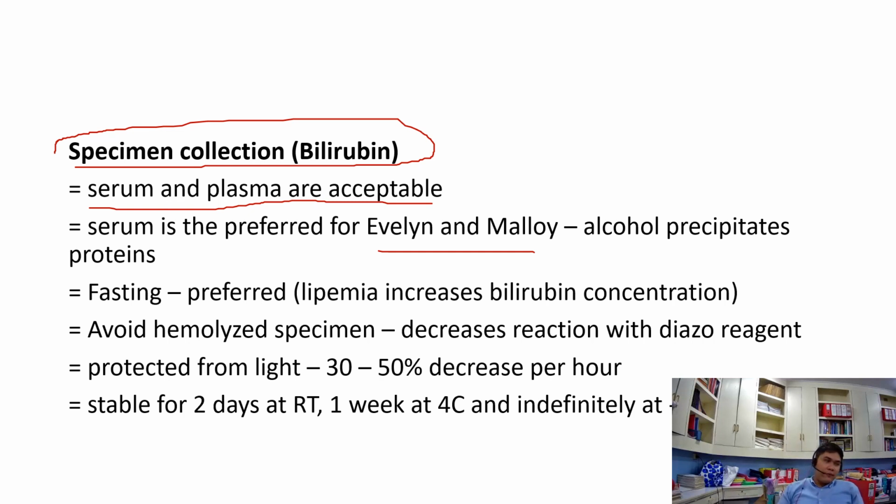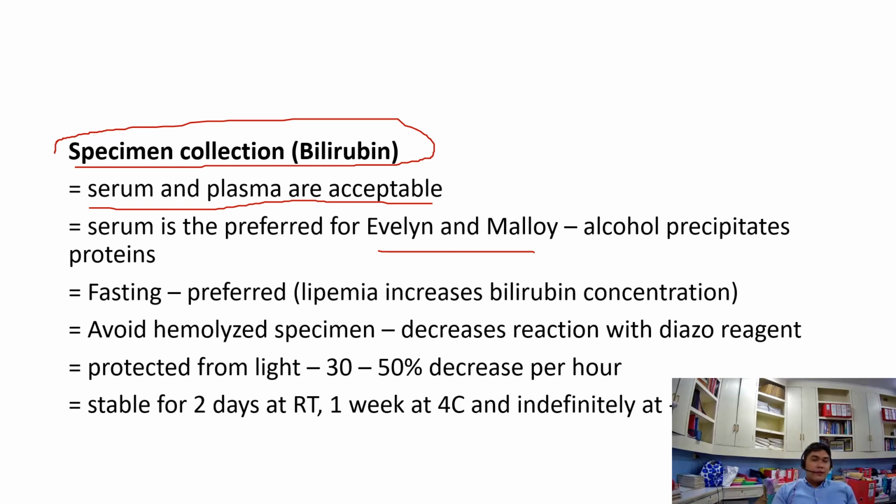And if we are going to analyze it, lipemic meaning turbid. So if we're going to differentiate the absorbance of a turbid solution and a clear solution, the turbid solution will have the higher absorbance reading. And remember, absorbance is directly proportional to the concentration.